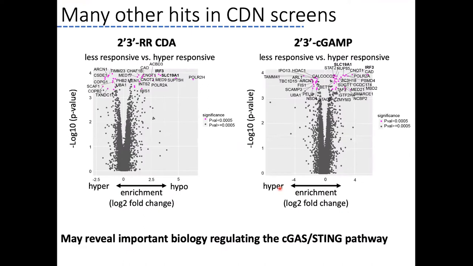We did find a number of other hits that may not be involved in the transport per se, but may reveal important biology that regulates the cGAS-STING pathway. And I will give you a few examples in these last few slides.